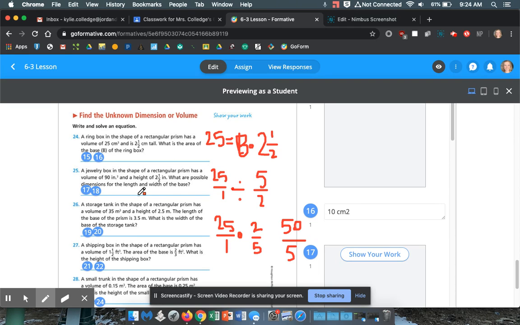So that is how you do the story problems. It gives you the volume and the height. You're going to divide those two to get your base.